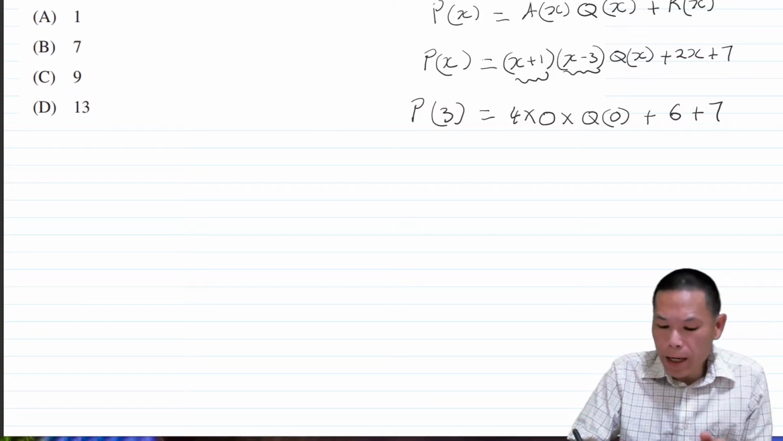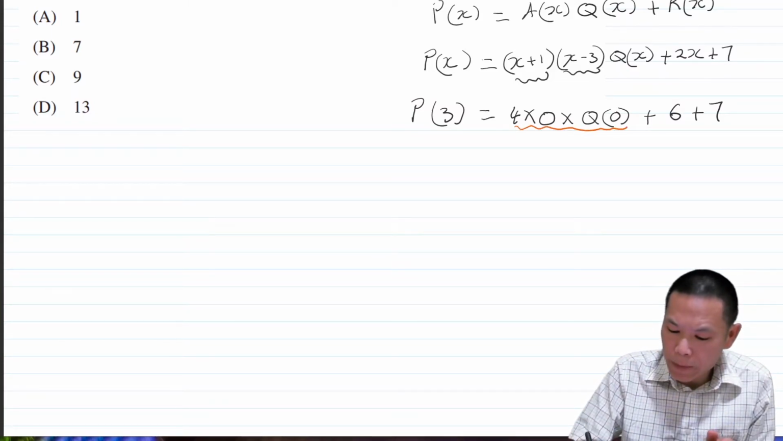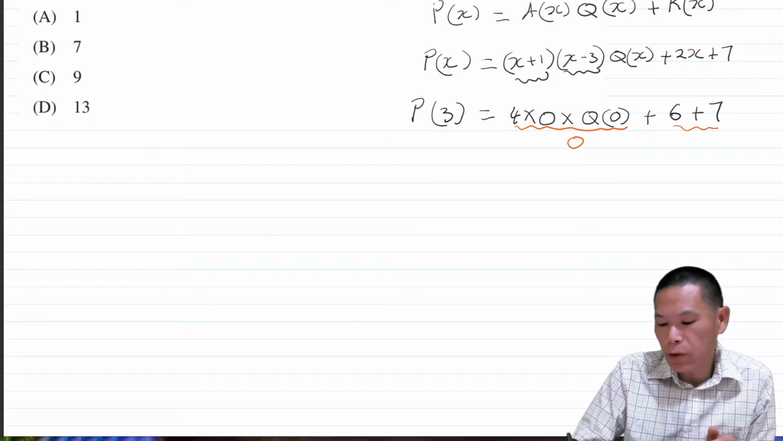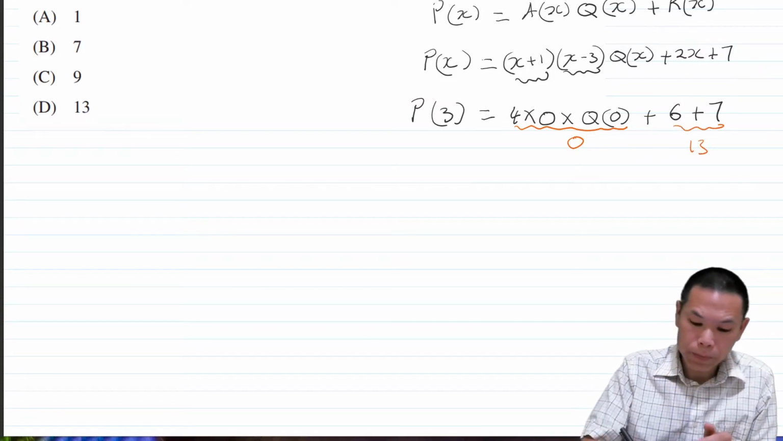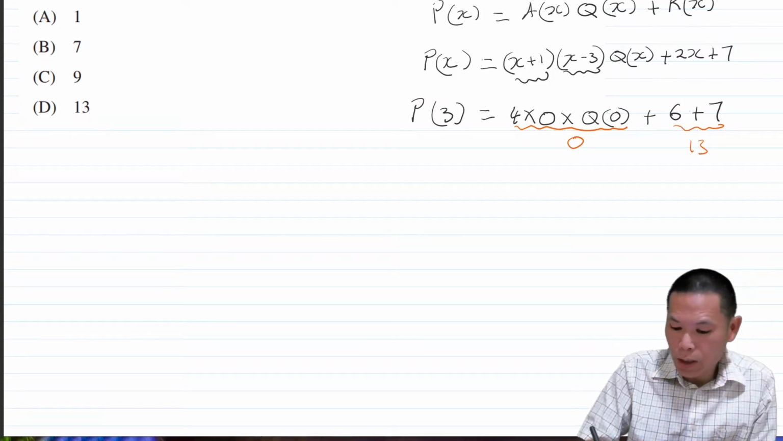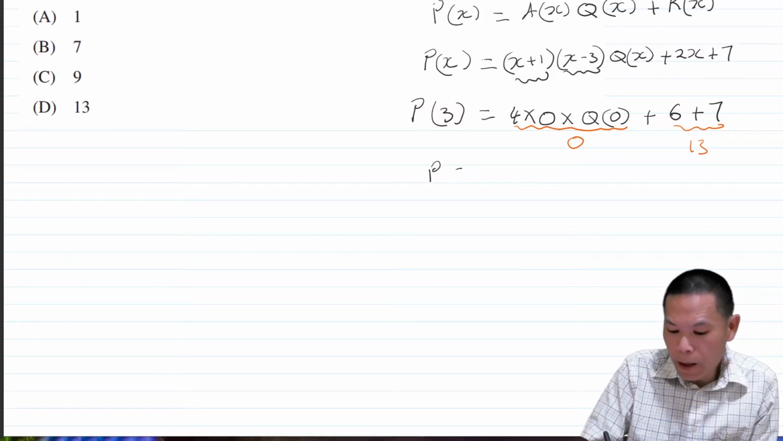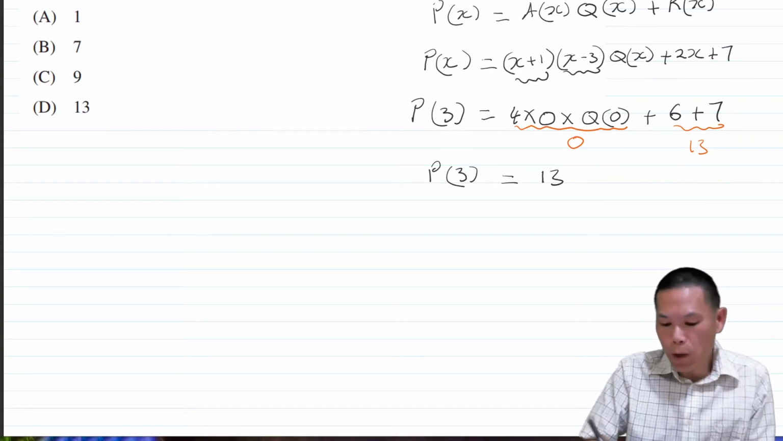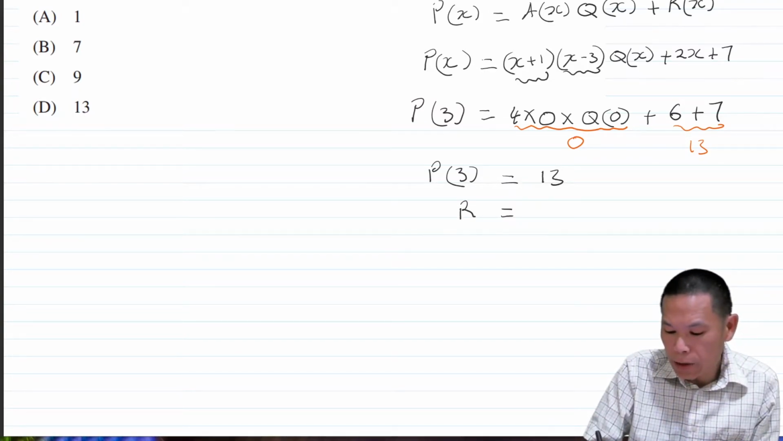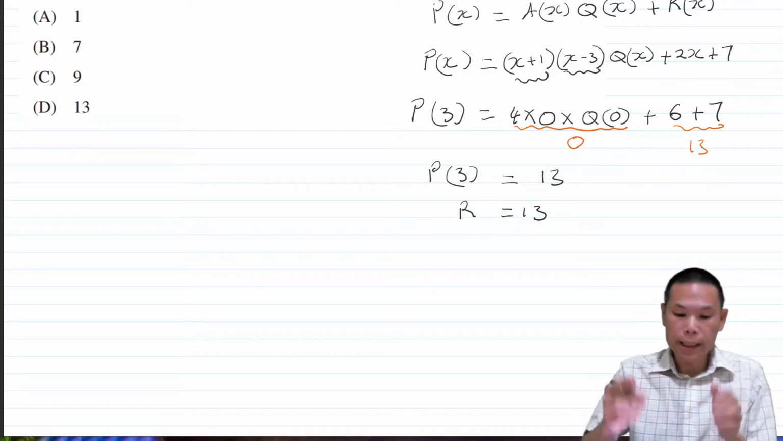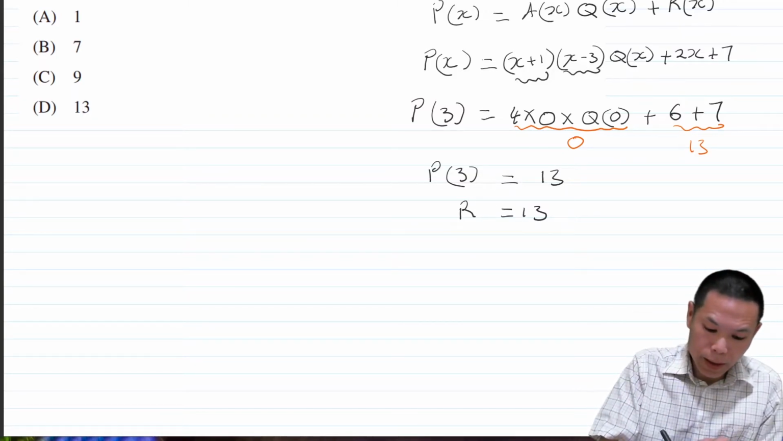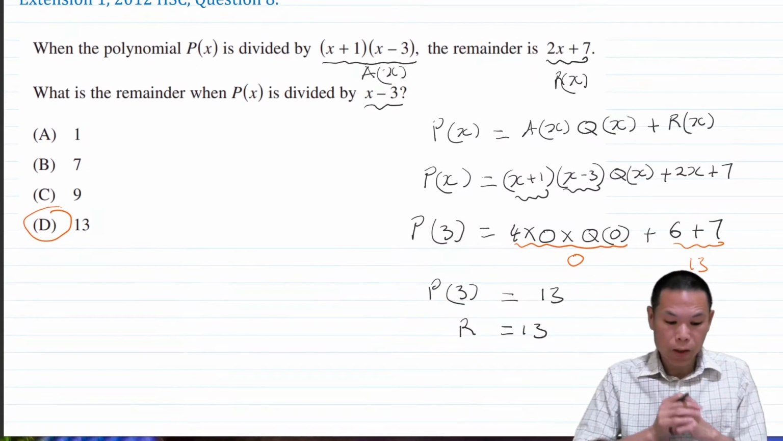Now 0 times anything is 0. So this one here is equal to 0, and adding these together gives me 13. So P of 3 is equal to 13. In other words, the remainder is equal to 13. So the answer is D. So there you go.